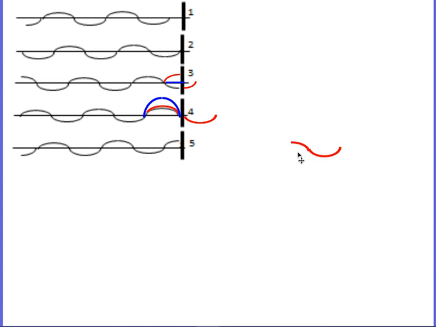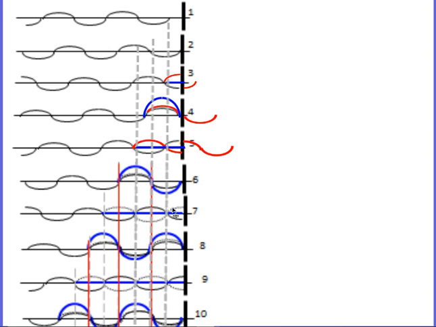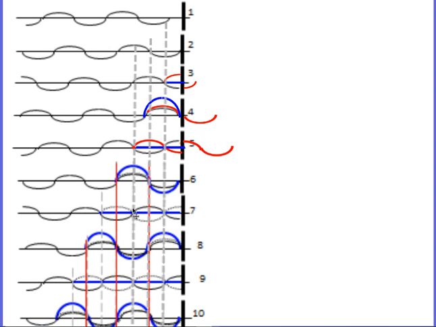In the next, the wave would have liked to have gone here, but it can't. It gets reflected. But because it's a fixed end, that reflection gets inverted. And again, if you add the reflected energy to the incident energy, you can see that everywhere it adds up to 0. And then I continue that process for subsequent quarter wavelength advances of the wave.